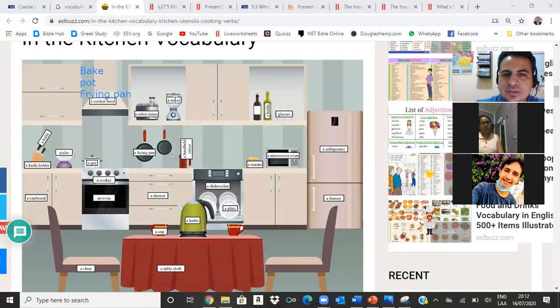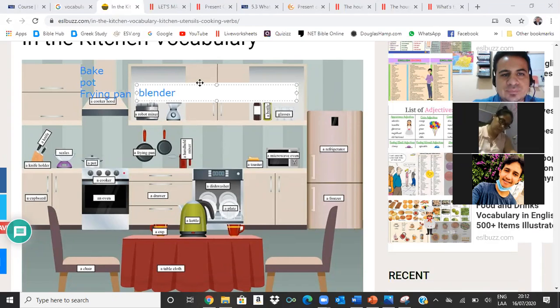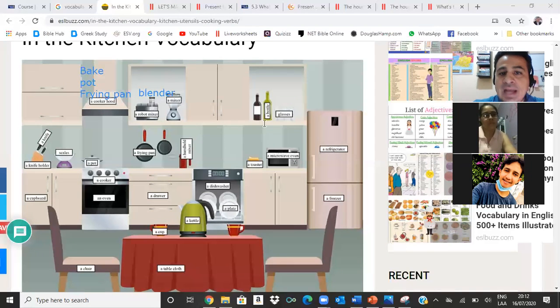What other vocabulary do we see here? We have a mixer, or blender. Blender. Okay. Also, you have glasses. You can also have a toaster. Repeat, toaster. And everybody has this. It's very important to have a microwave. Repeat. Microwave. Very good.